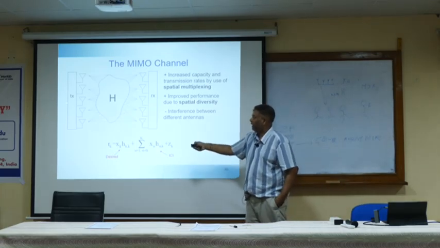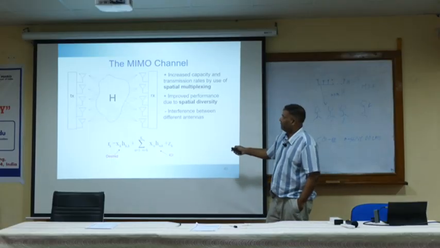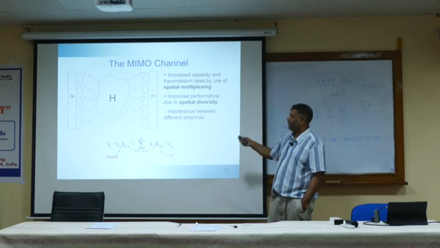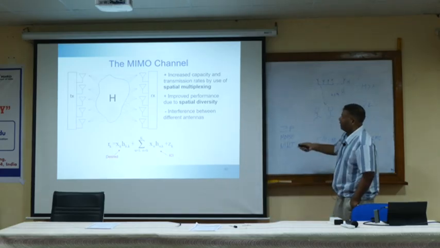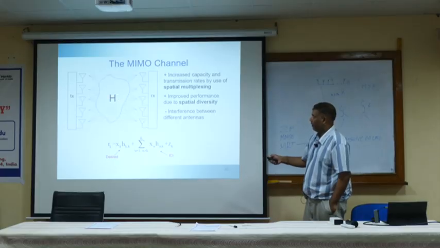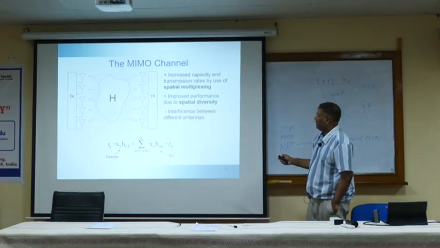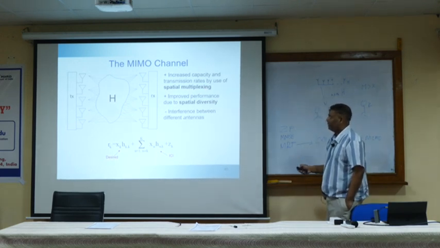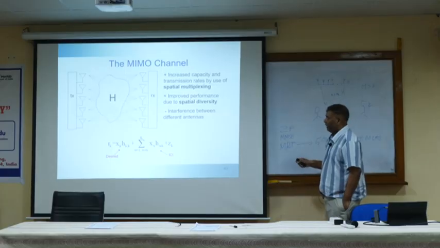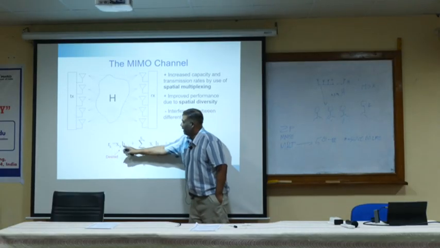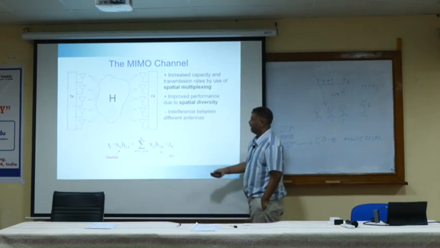This is the base station, which has multiple antennas. This is the receiver. Each of these antennas is considered as one of the users' antennas. Anyway, we can still consider this as a MIMO channel, okay? Increased capacity and transmission rate by use of spatial multiplexing, we saw that. Improved performance due to spatial diversity. There is also interference between channel antennas. So the received signal here can be written as this equation here.